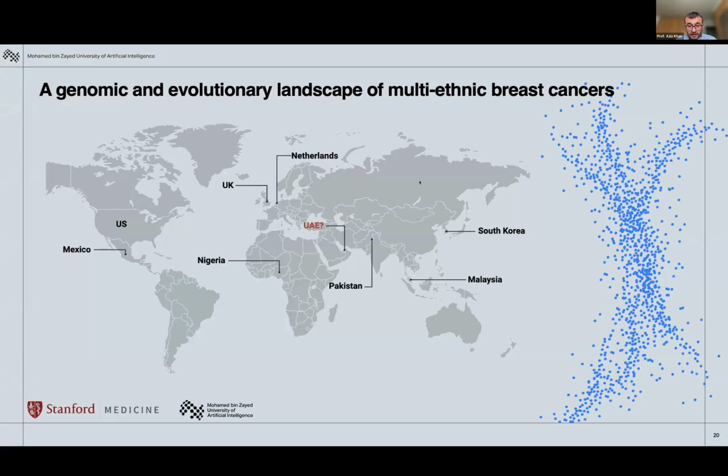And if there are clinicians in this session who want to collaborate on this, I'm pretty open to talk more. This is happening in collaboration with Stanford Medicine. We also have one cohort from Mexico, and of course we have a lot of European cohorts.